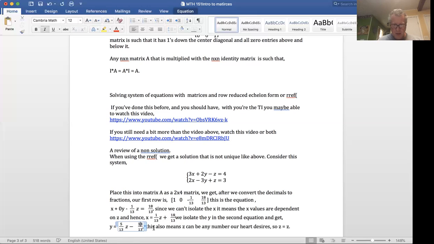Oops, that should be, sorry about that. We'll fix that before I send it out. This equals z equals any, and this also means z equals any number. So just keep that in mind as we go forward.